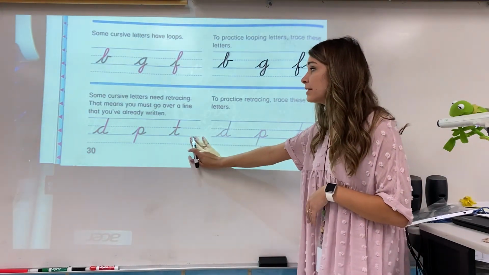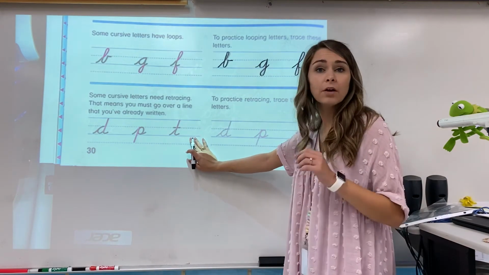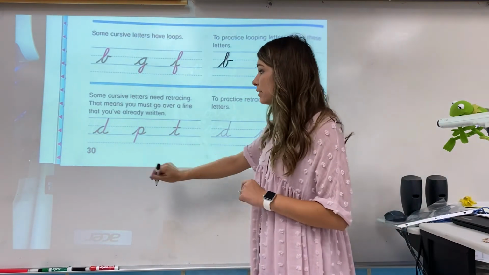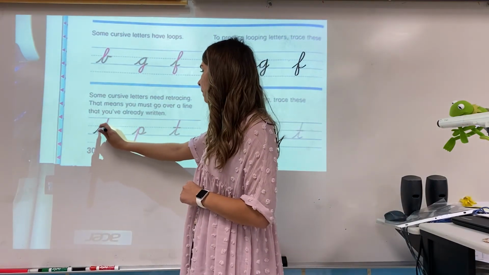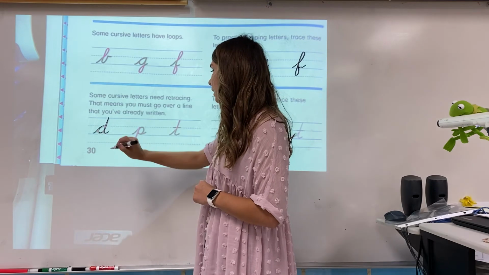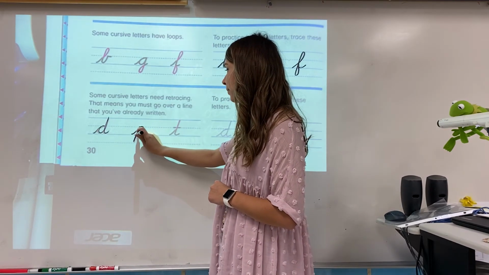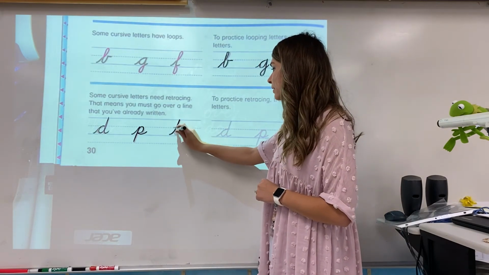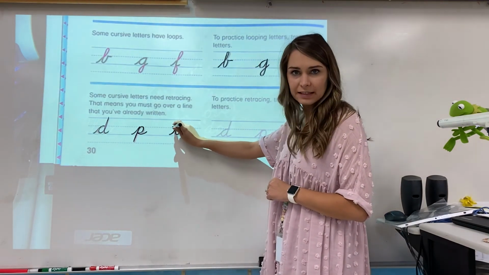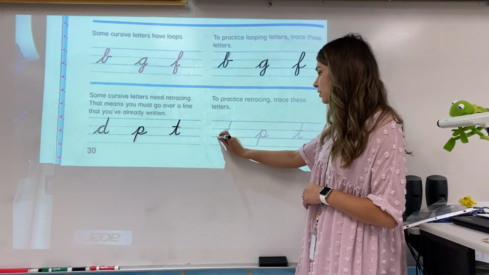Some cursive letters need retracing. This means you must go over a line that you've already written. So with D, we'll go up, but we'll go back down. With P, we'll go down and then back up. And with T, we will go up and then down, and we always cross our T last. So let's practice tracing those.